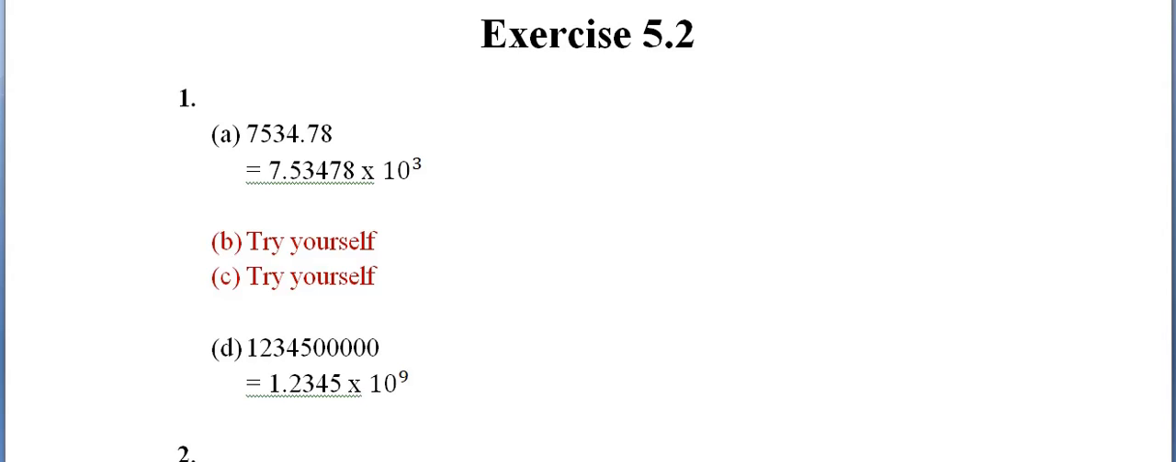Hello, dear children. Now, after completing exercise 5.1, we can go to exercise 5.2. So, the first question is: write the following numbers in scientific notation.